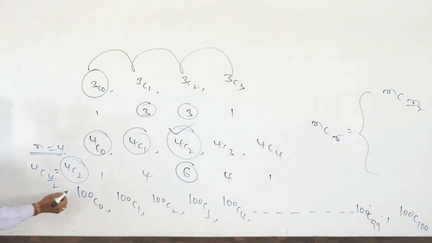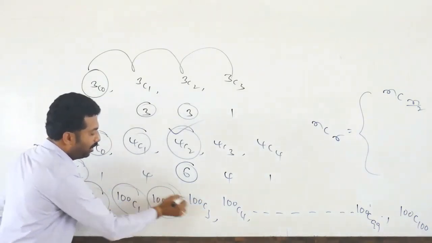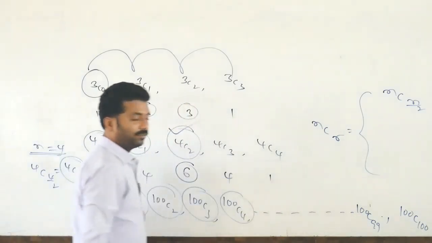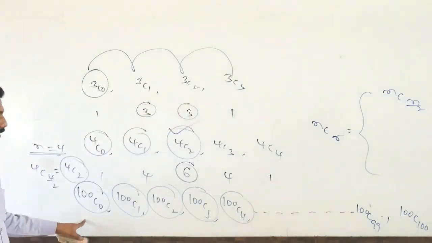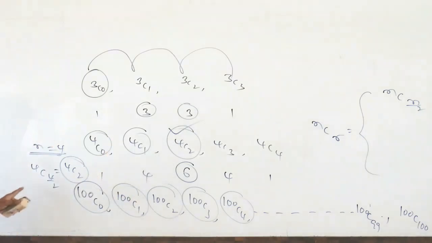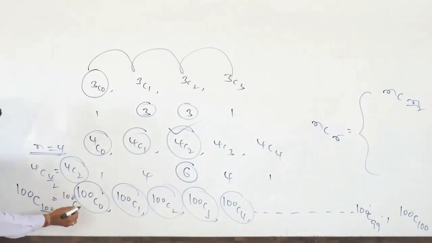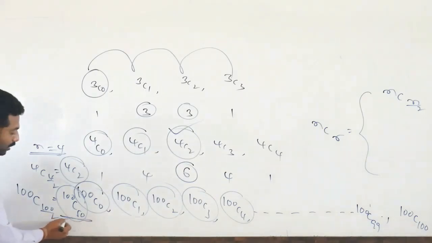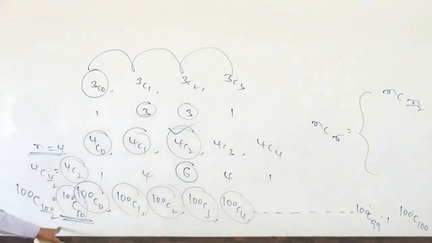Which coefficient is the largest? Among these, how many coefficients are there? 101 terms are there. Among these 101 terms, which one is the largest? The formula is nC(n/2), so that is nothing but 100C50. Among these 101 terms, the largest is 100C50.